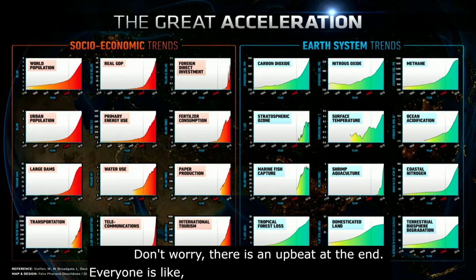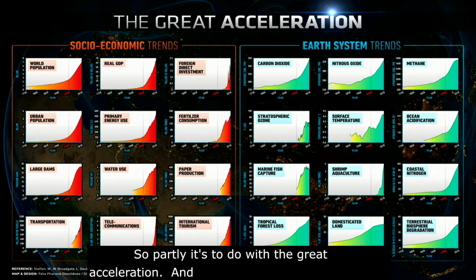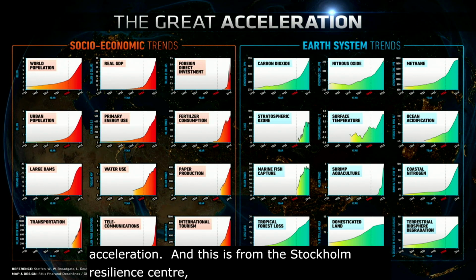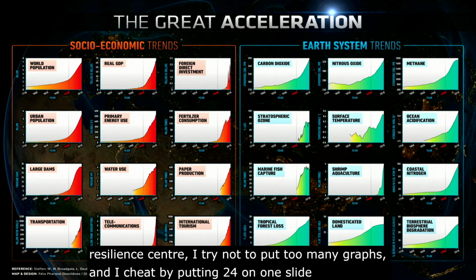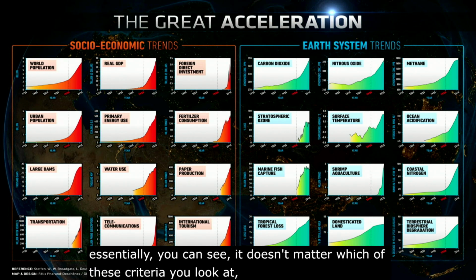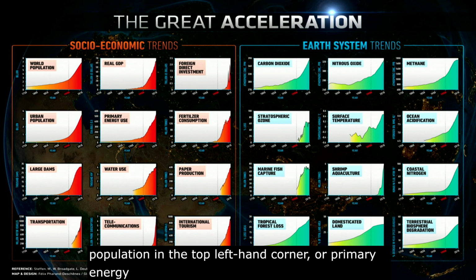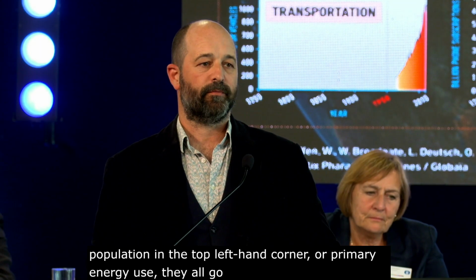So partly it's to do with the Great Acceleration. And this is from the Stockholm Resilience Centre. I try not to put too many graphs in presentations, and then I cheat by putting 24 on one slide. But essentially, you can see, it doesn't matter which of these criteria you look at, whether it's world population in the top left-hand corner or primary energy use, they all go exponential at roughly the same time, which is 1950.